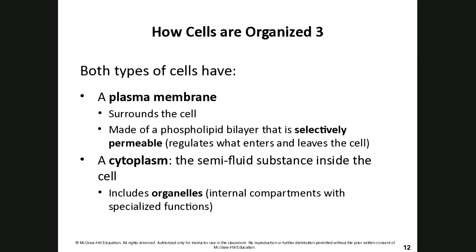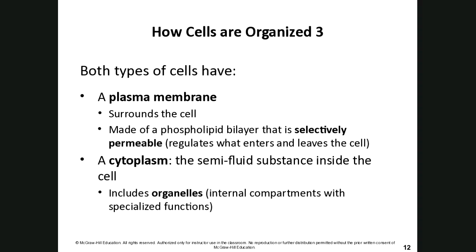So first and foremost, both types of cells, whether you're eukaryotic or prokaryotic, have a plasma membrane. The job of the plasma membrane is to be selectively permeable, which means that some molecules can freely go across the membrane, while other molecules cannot. So it regulates what enters and leaves the cell.